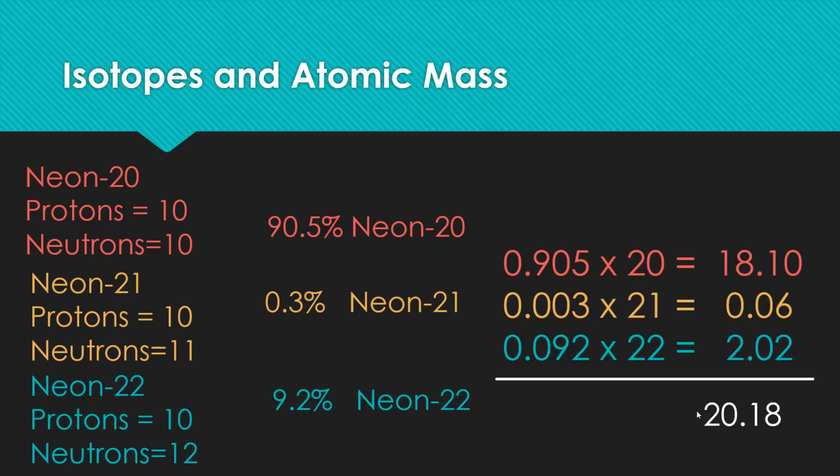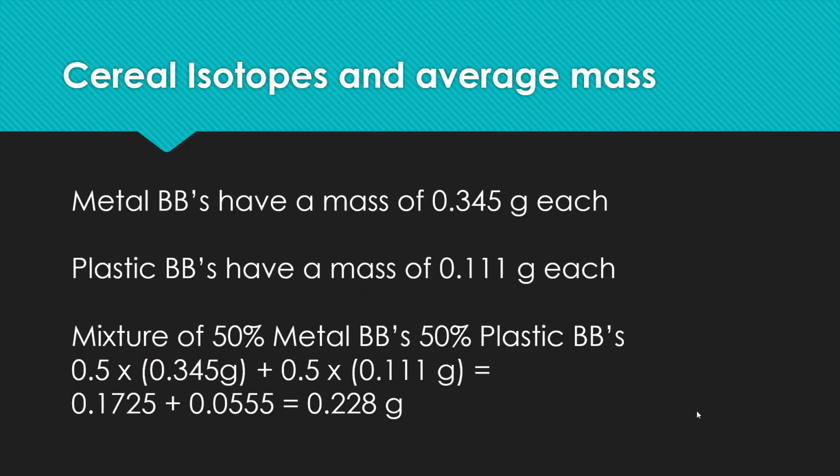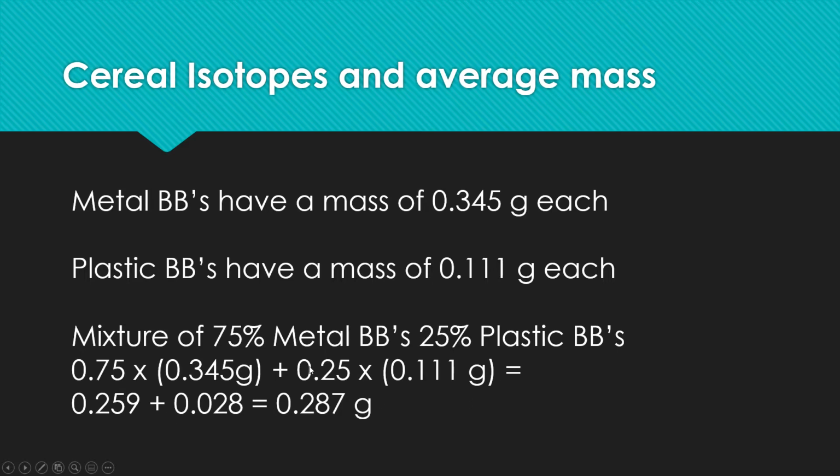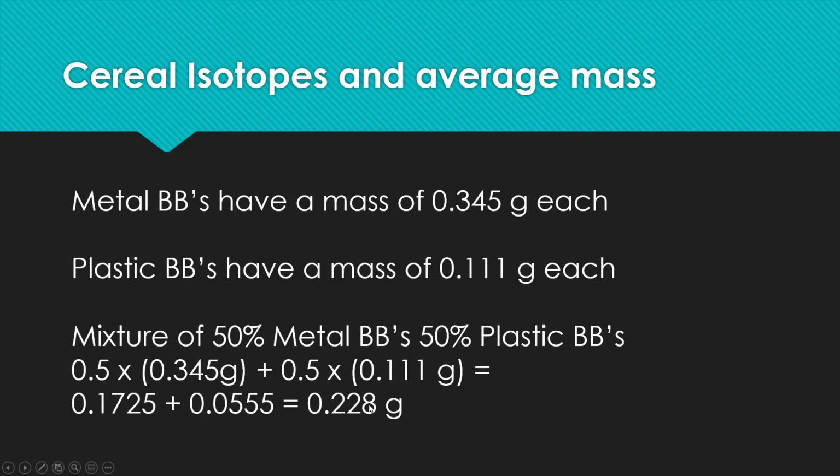And we did a lab with this using BBs, and some were metal and some were plastic, and if you mixed up the different ratios, you got different numbers. So here it was. The metal BBs had a 0.345 gram mass each, and the plastic ones had a 0.111 gram each. So if you had a 50-50 mixture, representing 50% as a decimal would be 0.5. So you would say 0.5 times the mass of one metal BB plus 0.5 times the mass of one plastic BB. Add those up and you get the average mass of one of the items in there if you had a 50-50 mixture.